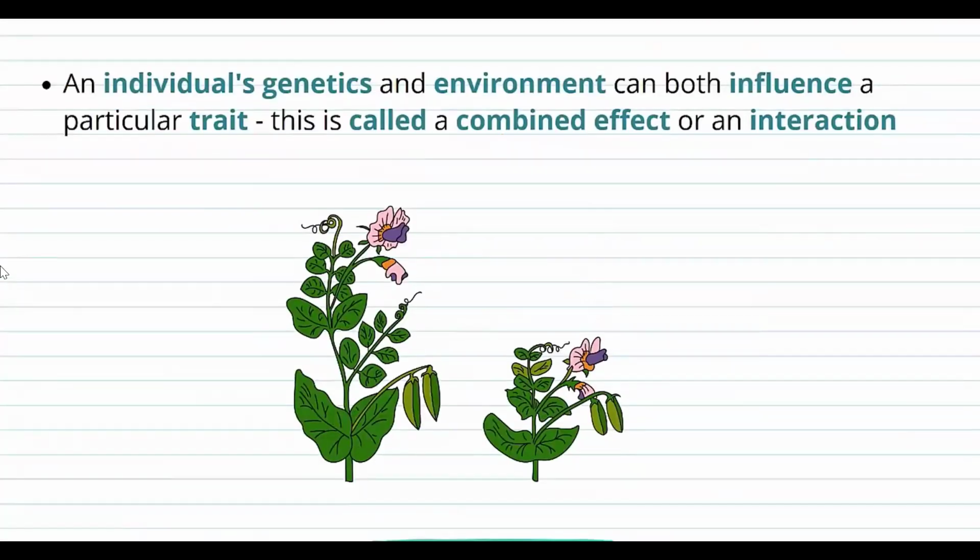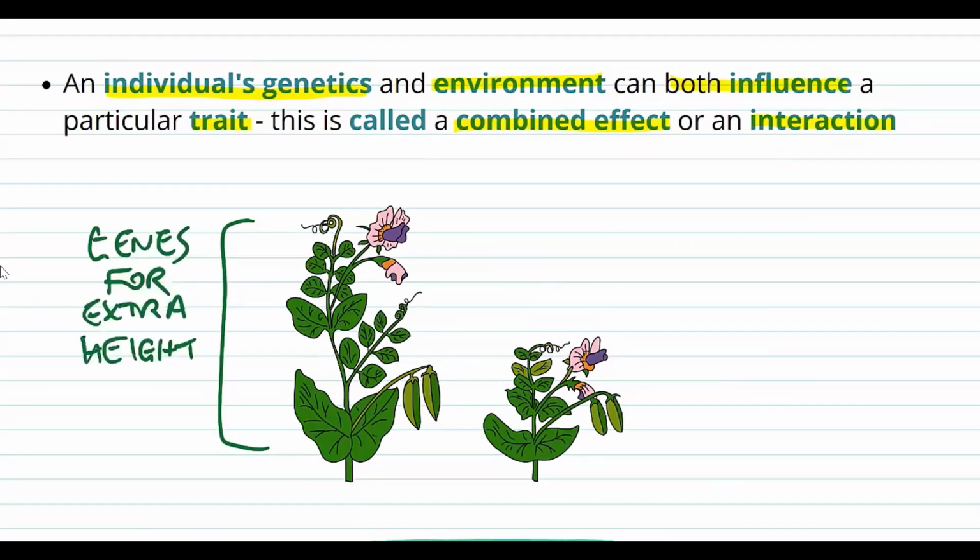And as well as this, we can have an individual's genetics and environment interacting both together, where they both influence a particular trait. And we call this a combined effect or an interaction. For example, certain plants may have genes that make them taller, but at the same time, there may be an environmental factor in that the soil may have increased nutrients, making them taller as well. So both of these interact to give the plant a greater height.